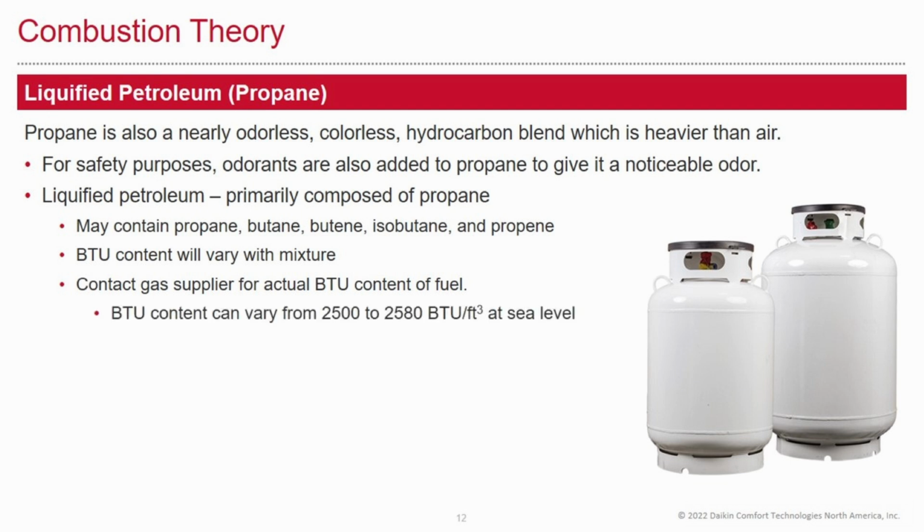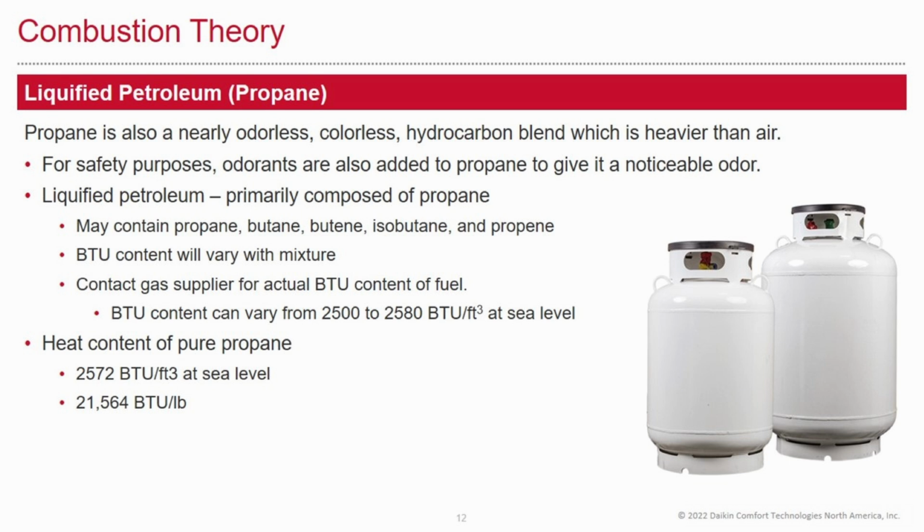BTU content can vary from 2,500 to 2,580 BTUs per cubic foot at sea level. Heat content of pure propane, 2,572 BTUs per cubic foot at sea level, or 21,564 BTUs per pound. Stored in tanks as a liquid and vaporized before use.